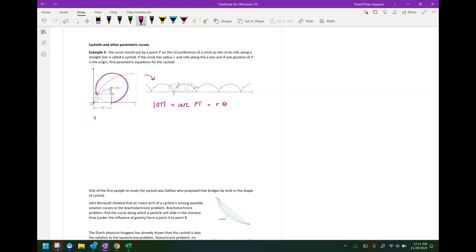So then the center of the circle C is at the point (r theta, r). Let P have coordinates (x, y). Then here we can see that x is equal to the distance OT minus PQ.